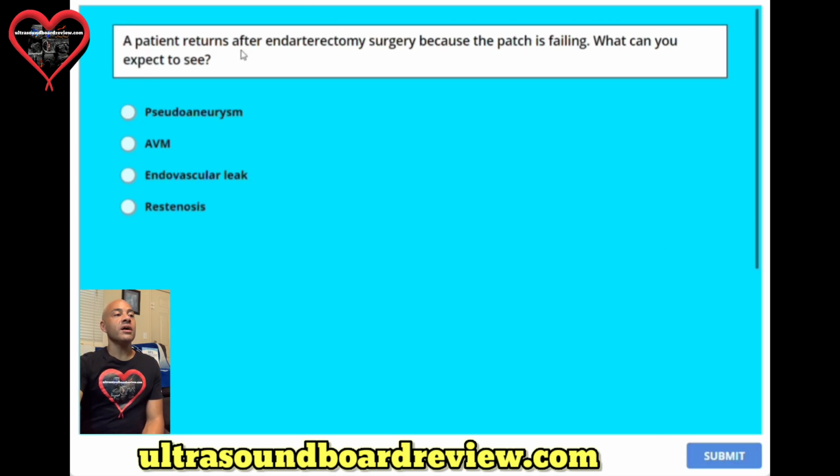Question 61. A patient returns after endarterectomy surgery because the patch is failing. What can you expect to see? A, pseudoaneurysm. B, AVM. C, endovascular leak. Or D, restenosis? The answer is D, restenosis.